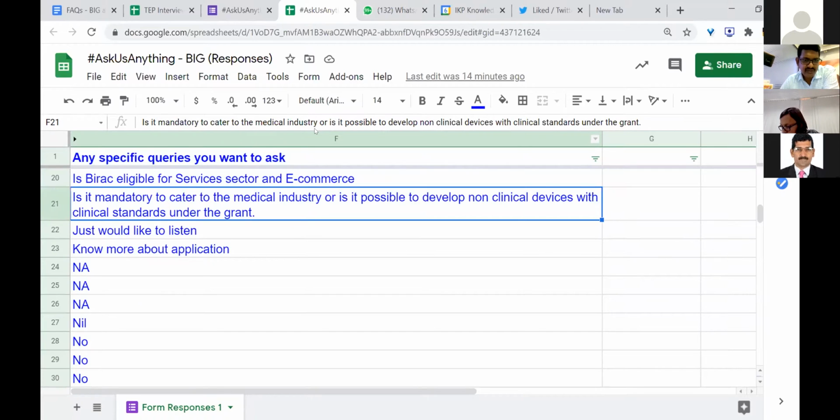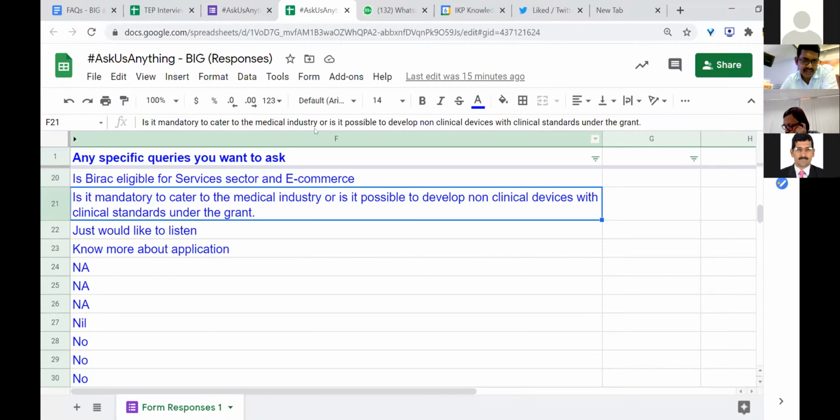Is BIRAC eligible for service sector and e-commerce? I mean, the applicant means to ask, will it be funded? As I mentioned, if it is covering the areas of interest, agriculture, healthcare, environment, it can be considered, provided there is novelty. If it's plain e-commerce, just pure marketing, as Vikraman already clarified, it won't be considered.